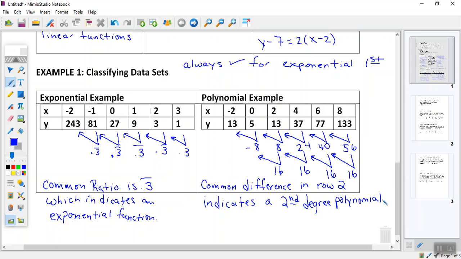Like I said, I told you what each one would be up here before we even started, but if they say here's a table, determine if it's exponential or polynomial, what should you always check first? Exponential, because when you divide one value by the previous value and do this throughout the rest of the table, it's either going to be the same or it isn't. And if it isn't, then go check for common differences after that.